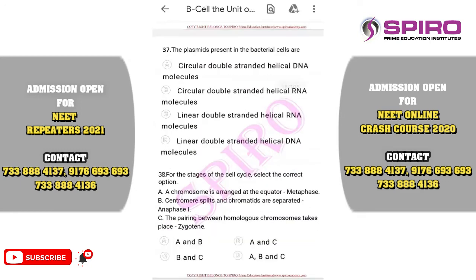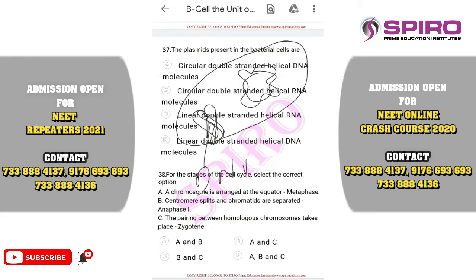The pathogens present in the bacterial cell are... So we have already discussed enough about the plasmid. It is a double-stranded circular helical DNA molecule. This is the host chromosomal DNA, and this is the plasmid. I think you are very clear about this. It is involved in the production of most of the secondary metabolites.